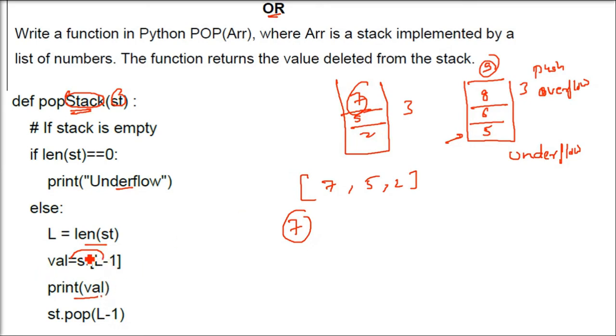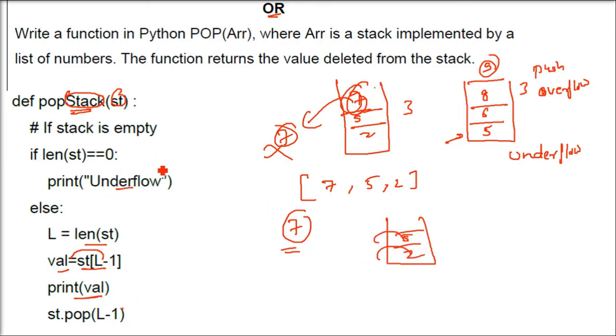It will be printed, and then you have to do st.pop(L minus 1). This will pop the element from the actual array being passed, so now you are actually removing this 7. Now only 5 and 2 are remaining. You will do this again and again till 5 and 2 are also taken out. Once 2 is taken out, the length of st will be 0, so finally the underflow condition will come. Before that, we have already popped out whatever element was contained inside. So this is the solution.